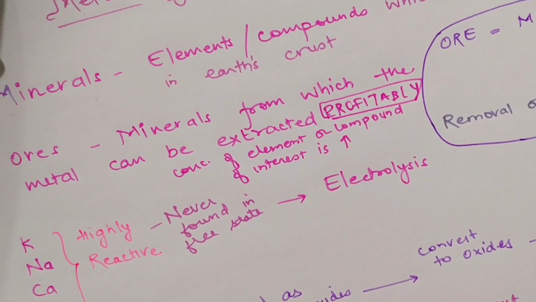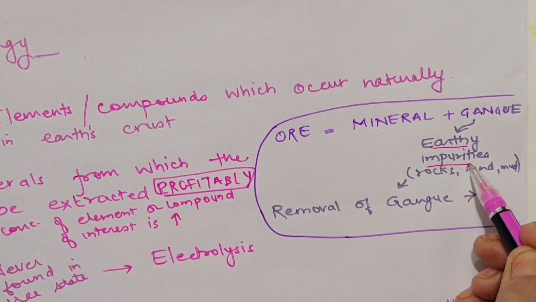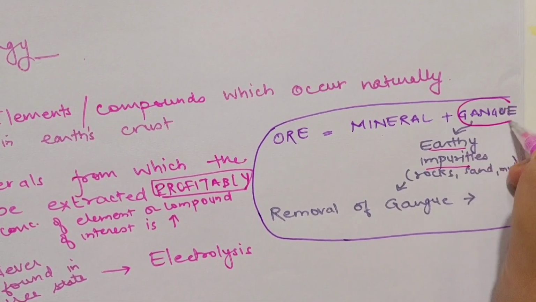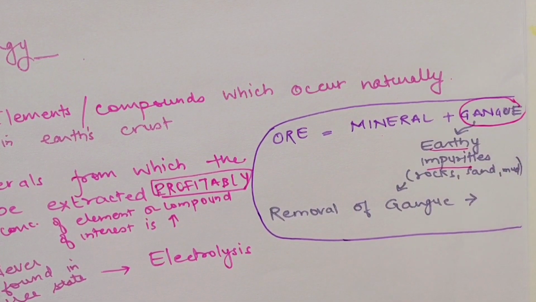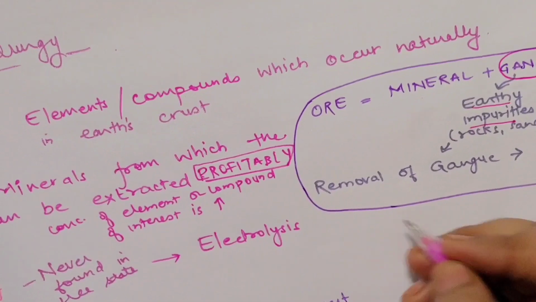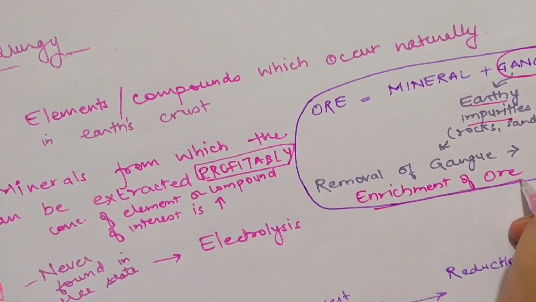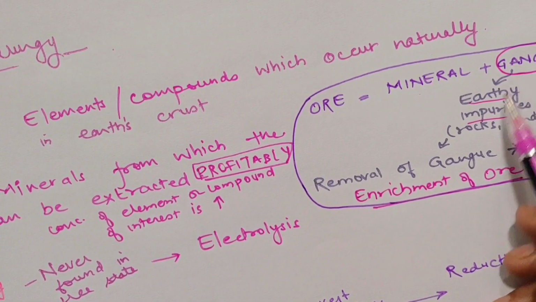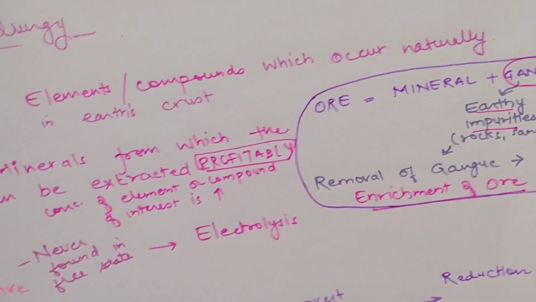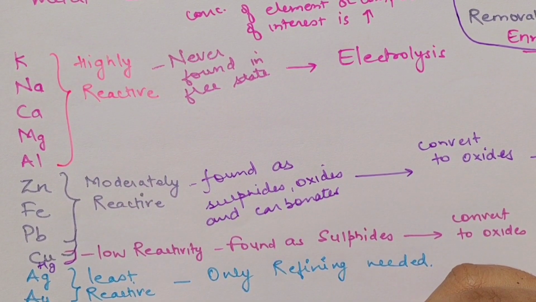Now, an ore doesn't just have the mineral, it also has earthy impurities, that means sand, mud, leaves, small pebbles, rocks. They are collectively called gangue. This gangue has to be removed first before going further with the extraction process, and this removal of gangue is called enrichment of ore. So the ore has to be enriched before going further with the extraction processes. Now, extraction processes differ depending upon the metals which are being extracted.